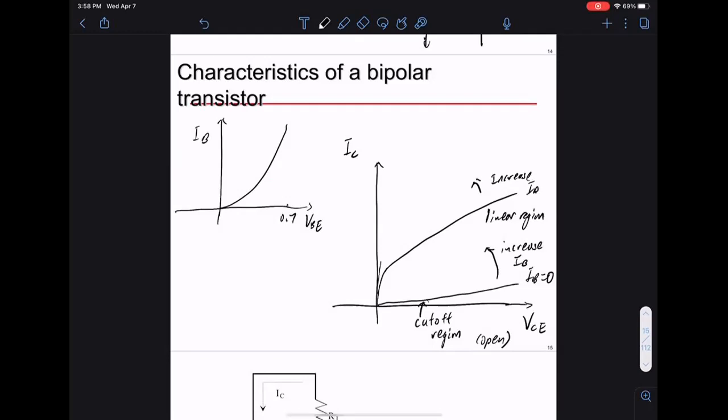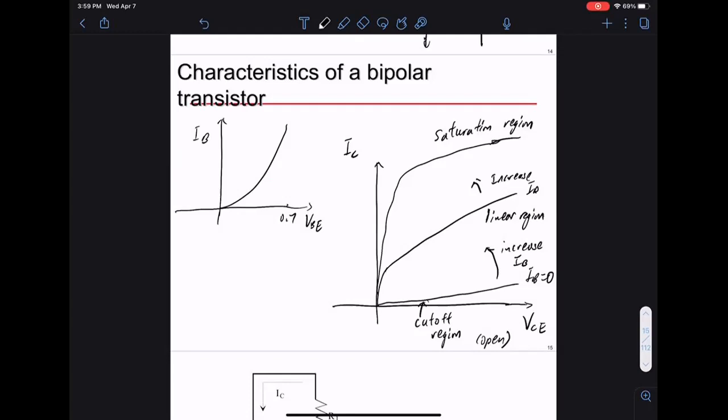Then what you get is the so-called saturation region. This is where you're already conducting a lot of current. So by making the voltage larger, you cannot conduct more current. So you saturate your transistor.